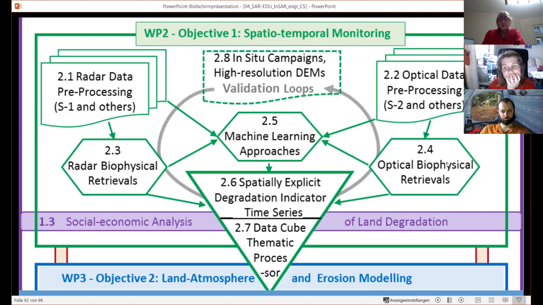There are obviously also the quality and errors of the optical products that have to be considered as well, but all of this then goes, from a biophysical retrieval directly into a combination to come up with this degradation indicator. What I said before, to start: what is a degradation indicator? It could be, for example, this bush encroachment. Where and when is it happening? Or is there a change in the vegetation development over the years? So this would be another one.